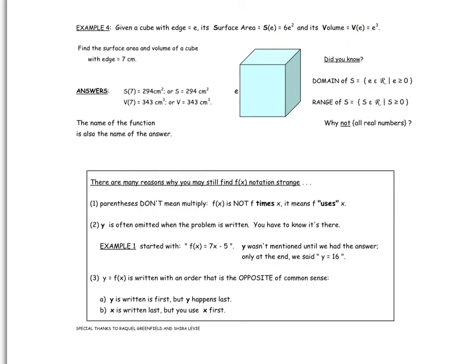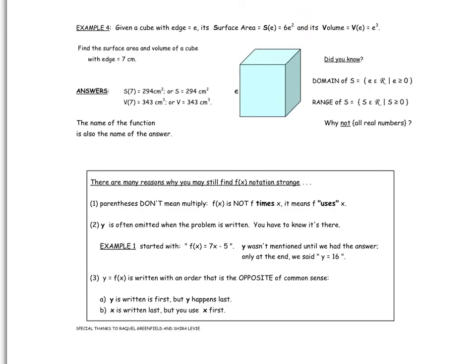When I calculate the surface area and volume using a 7 centimeter edge, I'm able to show you that S of 7 is 294 centimeters squared, and V of 7 is 343 centimeters cubed. I use the letter S and the letter V for the answer because it represents the meaning of the answer. Also, for those of you who are in honors, you may want to consider the fact that even though 6e squared is a polynomial and ordinarily its domain would be all real numbers, because this is a geometry problem, the smallest e we can have is 0.